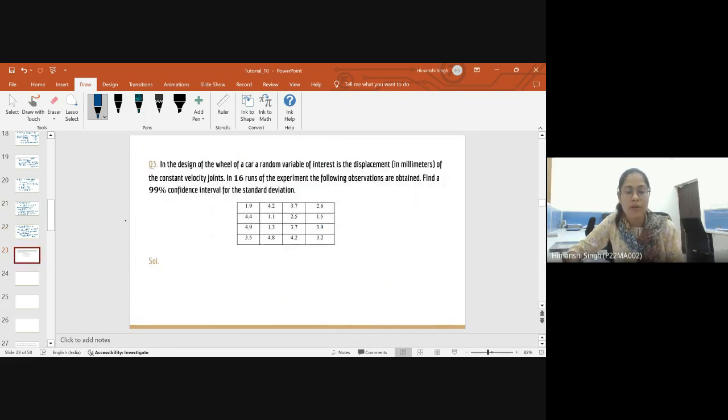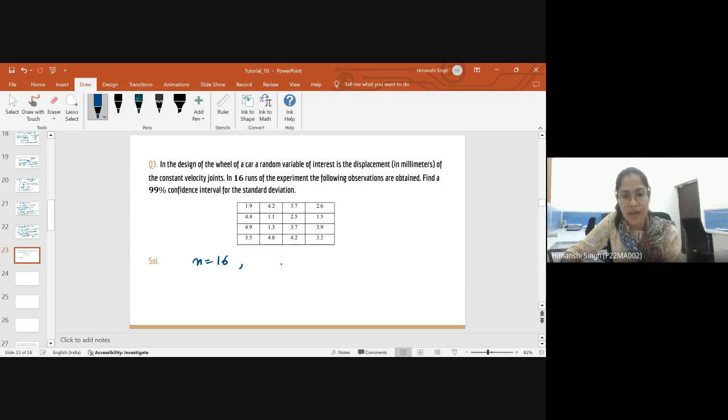So now we have talked about the statistics, sufficient statistics and complete sufficient statistics. We will now be talking about the confidence intervals. Here, in the design of a wheel of a car, the random variable of interest is displacement. We are interested in the displacement of the constant velocity joints. In 16 runs of the experiment, so basically n is 16, the following observations are obtained. These are displacements. Find a 99% confidence interval for the standard deviation.